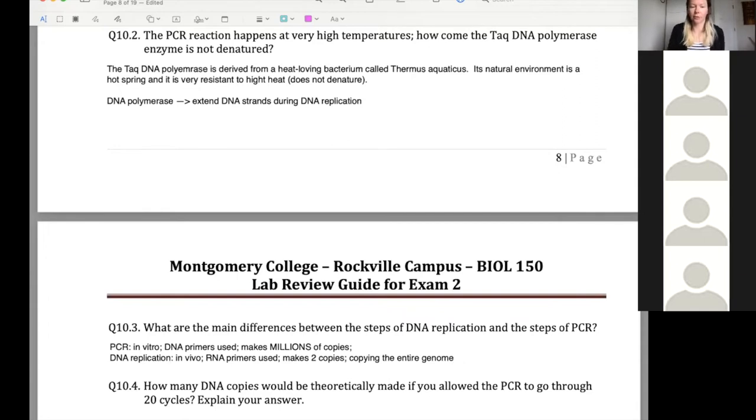And how is that different from PCR? I think in PCR, only copying the target sequence. Yeah, only copying a target sequence, exactly. So in PCR, it's like you're only making a photocopy of a single page of a book, whereas in DNA replication, you are making a copy of every single page of that one book.